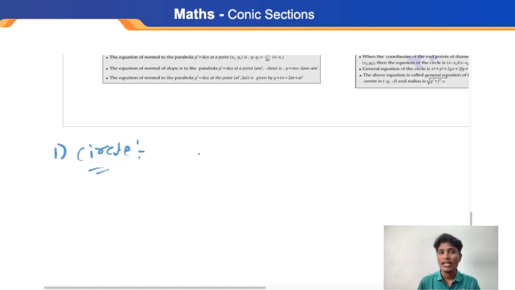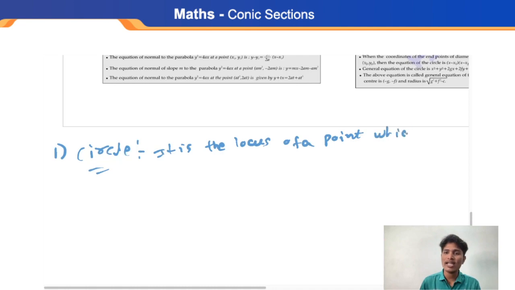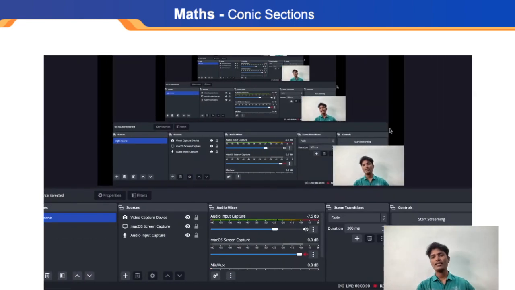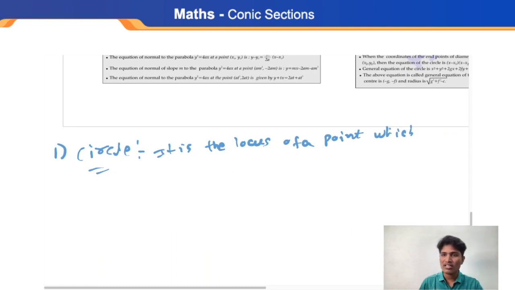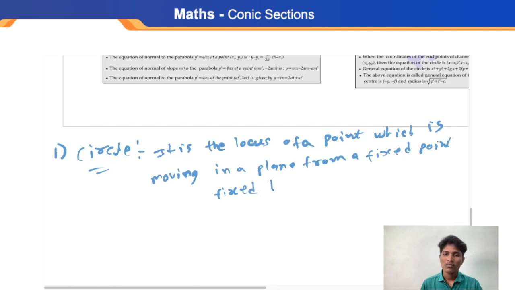What is a circle? The circle definition is, it is a locus of a point which is moving in a plane from a fixed point, and moving at a fixed distance. It is called a circle.